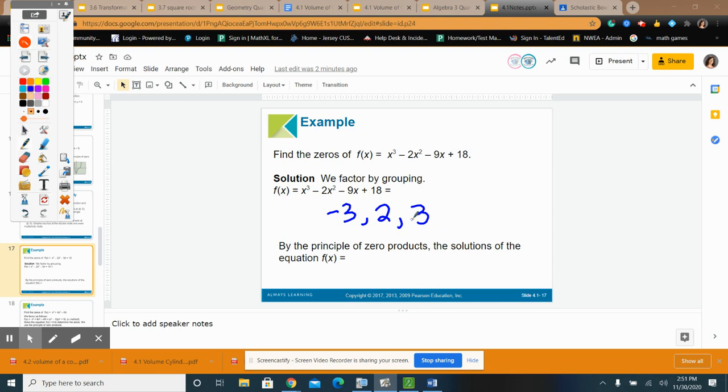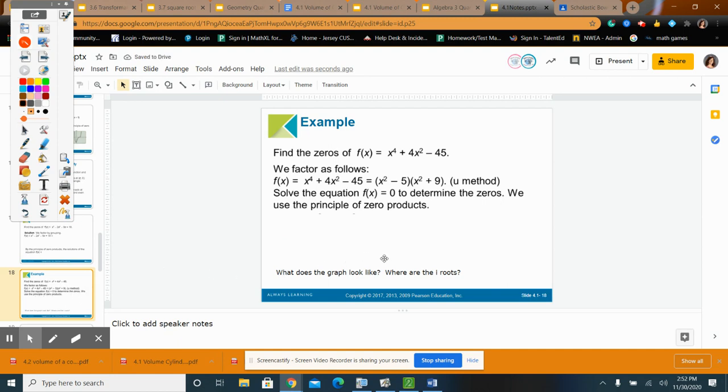What was their multiplicity? Well, their multiplicity was 1 because each one went right through, and I was looking for 3, and I found 3. There was no bouncing. So -3 multiplicity 1, 2 was multiplicity 1, and 3 was multiplicity 1. If I plug -3 into this equation, I'll get 0. If I plug 2 into that equation, I'll get 0. Whatever you plug in as a zero, you'll get 0.